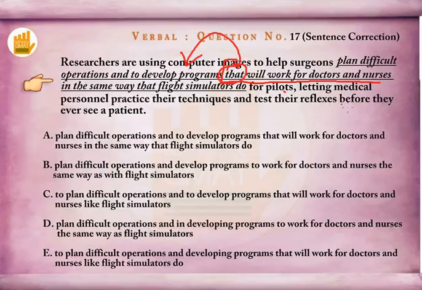After that you see a comma, "letting medical personnel practice their techniques," and so on. So what is this? This is a modifier starting with a present participle, and it is separated by a comma. So this is going to modify the subject of the previous clause. And what is the previous clause? "That will work for doctors and nurses" till "pilots." So what is the subject of this clause? The subject is "that." So "letting medical personnel..." is actually modifying this. So who is letting medical personnel practice? These programs, right? So in the original sentence we do not see any problem.